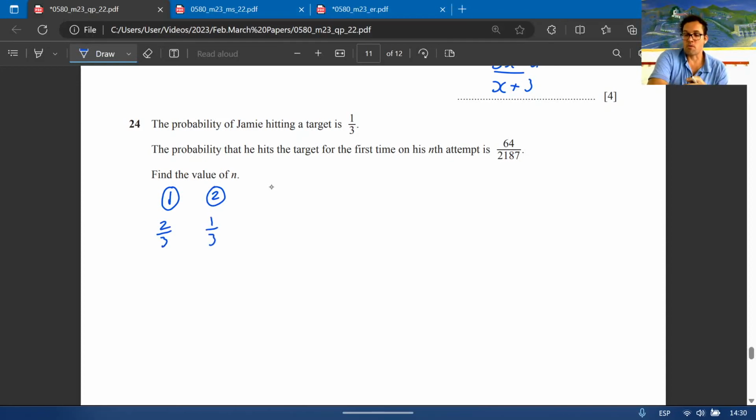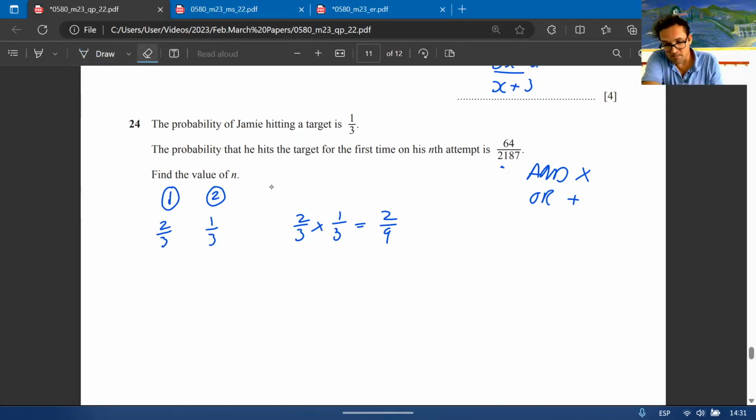Okay, so the probability of that happening means he has to miss the first one, and he has to hit the second one. Remember with probability, the AND rule, that's multiplying. Instead of the OR, where we add, right? He has to hit the first AND the second. So the probability of him hitting it on the second time would be 2/3 times 1/3, which is 2/9. Okay, we're done. We're a bit far away there from 64 over 297.